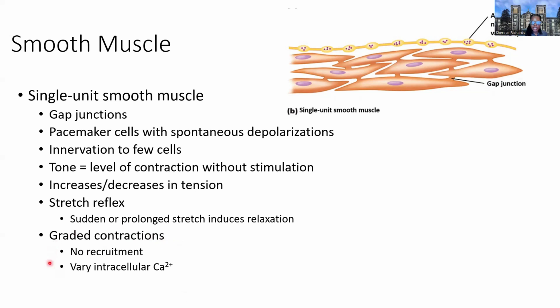Now, with the contractions here, we don't see recruitment, and there's going to be a varying amount of intracellular calcium that results in a varying level of contraction versus relaxation. The reason we don't see recruitment here is because everything is already contracting. All of these muscles are already beating as one unit, and so there are no additional units to call on or to recruit because they're all behaving as a synchronized unit.